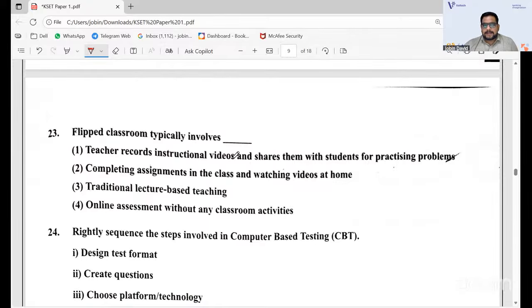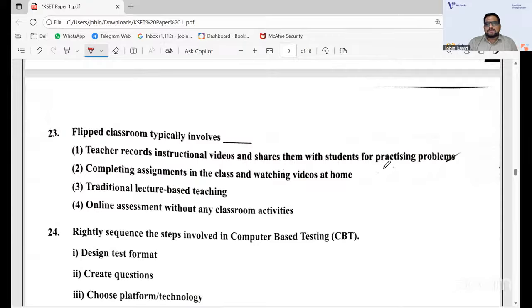Flipped classroom typically involves... So here we have the teacher records instructional videos and shares them with students, for practicing problems, completing assignments in the class and watching videos at home. So it is not a traditional lecture-based teaching. It is not an online assessment without any classroom activities. There are classroom activities. The students watch the videos at home and then complete the assignments in the class. That is what the correct answer is.